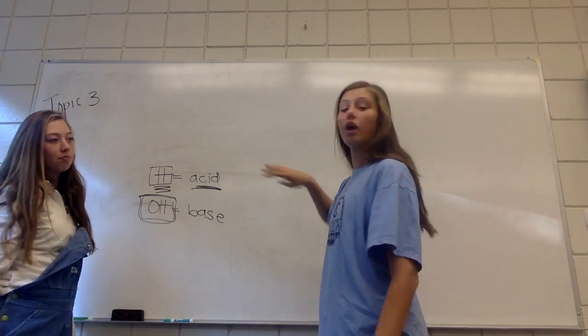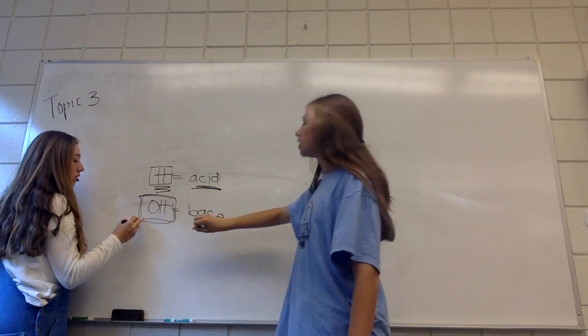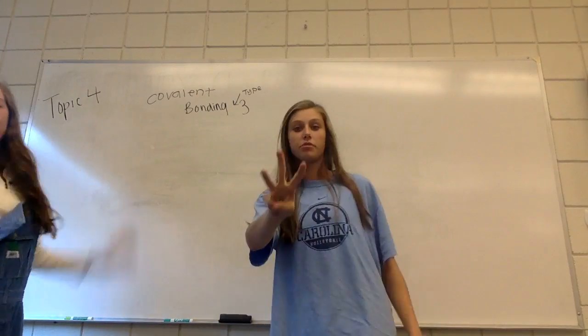Whenever you're deciding how you're going to name it, if it starts with H, you're going to name an acid. If it ends with OH, you're going to name a base. Okay? Covalent bonding type 3. Type 3, remember that. It's 1, 2, and 3.